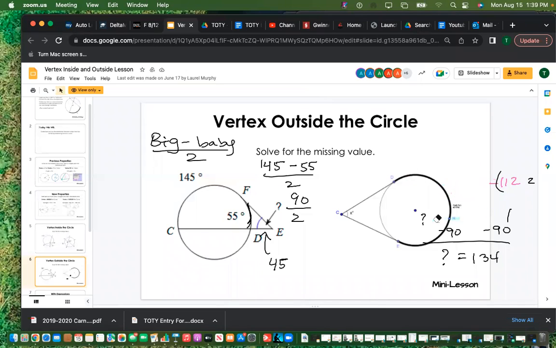I want you to try this next one, but notice how they don't have the baby arc. They have this 252 right here, and they don't have the baby arc listed. How do we figure out what the baby arc is? 360 minus 252, and that'll give you the baby arc. What's 360 minus 252? 108. Good. Okay, so go ahead and try to find what x is.